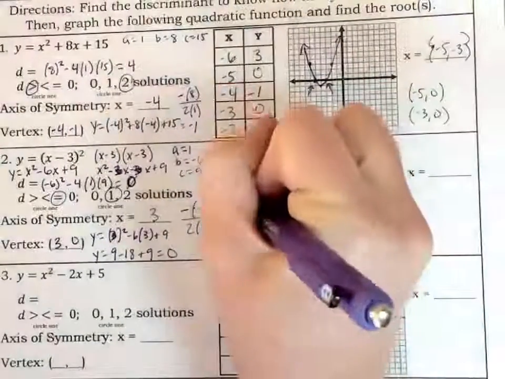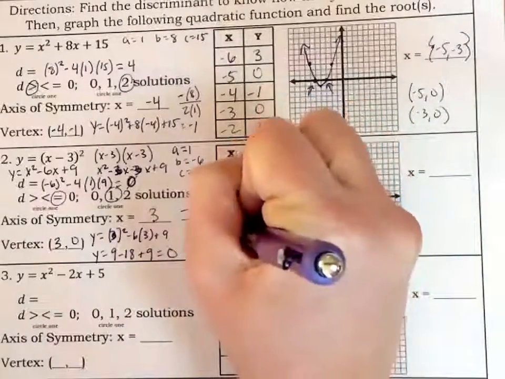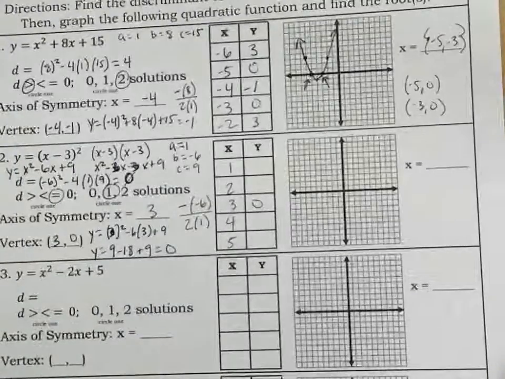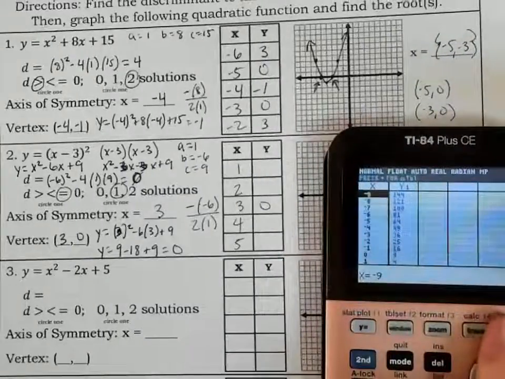I also need to find the y values that coordinate with 1, 2, 4, and 5 for my x values. I want to go ahead and plot the points to graph this. So if I put this into my calculator, I have x squared minus 6x plus 9. I'm going to fill in that table of values.